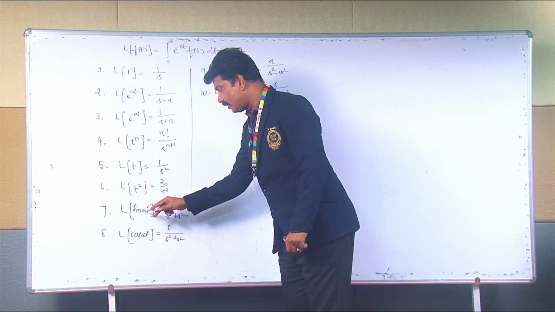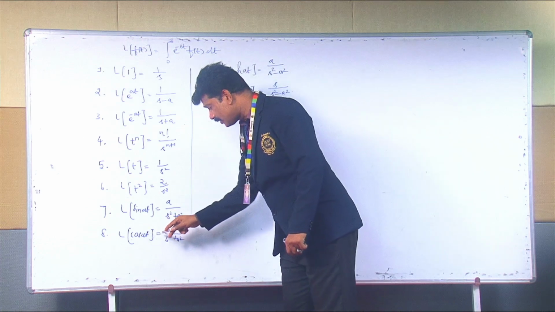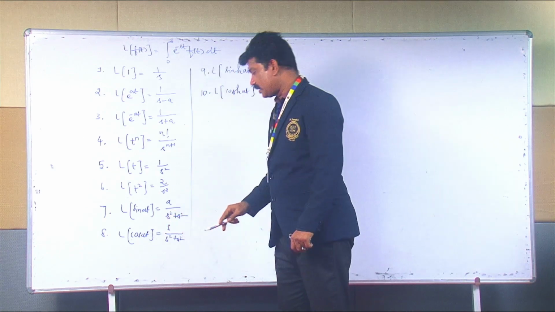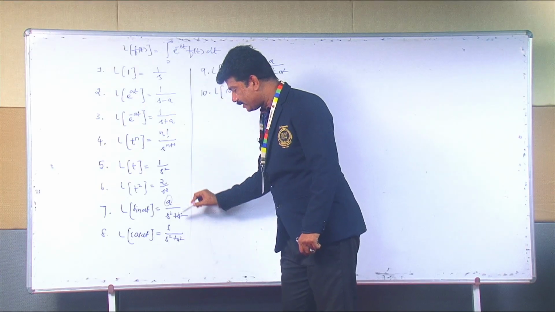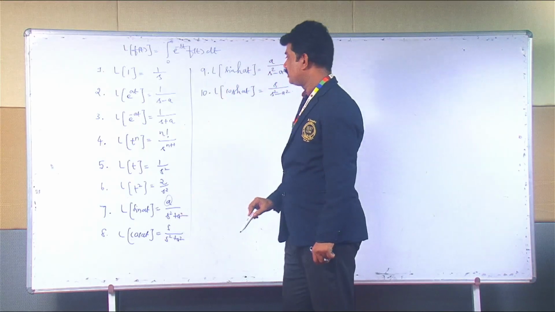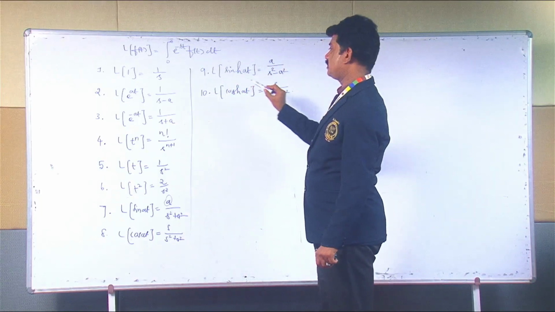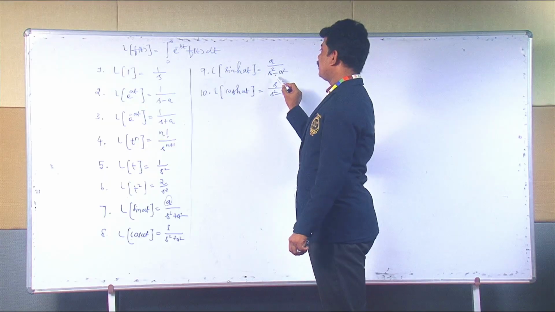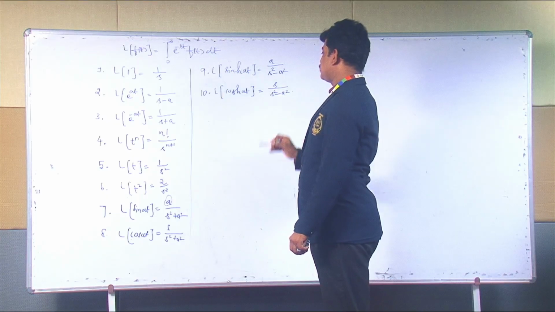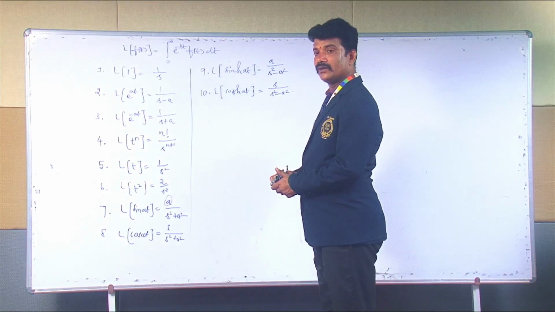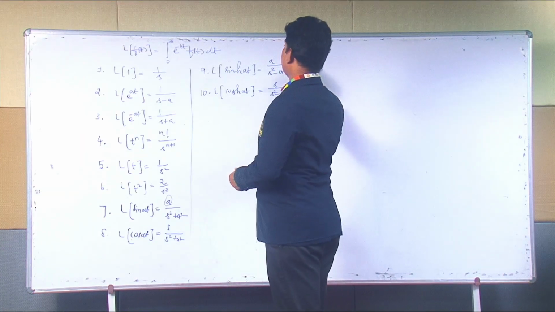And seventh one is L of sin at equals a divided by s square plus a square. L of cos at equals s divided by s square plus a square. Look at this. The difference is, sin means we write a here, cos means we write s here. And same formula for hyperbolic function, the only difference is minus. The remaining term will be the same. So, L of sinh at equals a divided by s square minus a square. L of cosh at equals s divided by s square minus a square. Right. So, this is the primary formula for Laplace transformation.